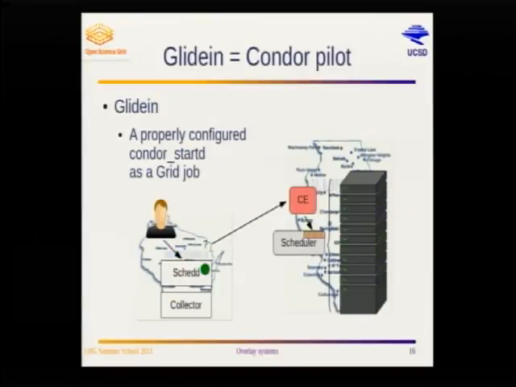So what is a glidein? A glidein is effectively a Condor pilot. All you do is send a properly configured Condor startd as a grid job. So somebody submits a startd that goes to the CE, through the scheduler. The startd gets on the worker node, talks to the schedd, gets the job, exactly as it would happen in a completely dedicated Condor pool. So from the user point of view, it's just a regular Condor pool. Somebody just needs to make sure the startd gets there.